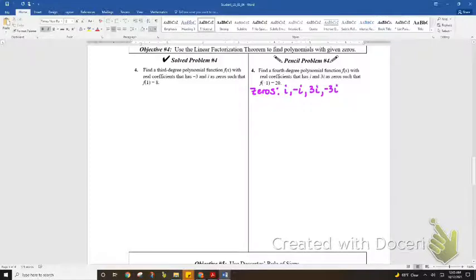Remember, that only works on imaginary numbers, okay? If there are not imaginary numbers, then it is what it is. If it says that it had a 0 at 4, then only 4, not -4 unless they tell you. Only imaginary numbers can we say that the conjugate is a 0 as well. They have to come in complex pairs. Alright, so then our factors are going to be x minus I, x plus I, x minus 3i, and x plus 3i.